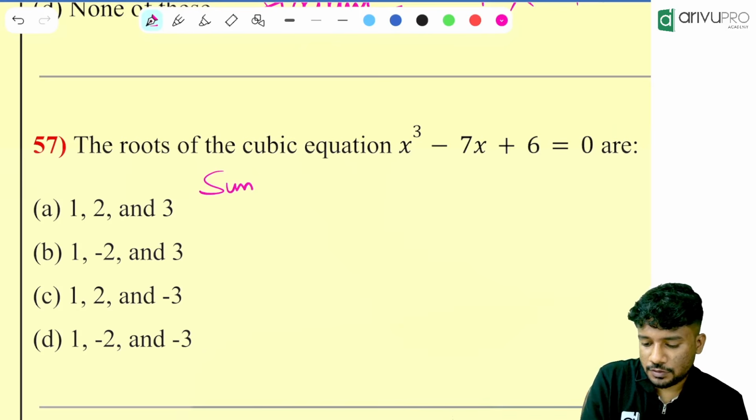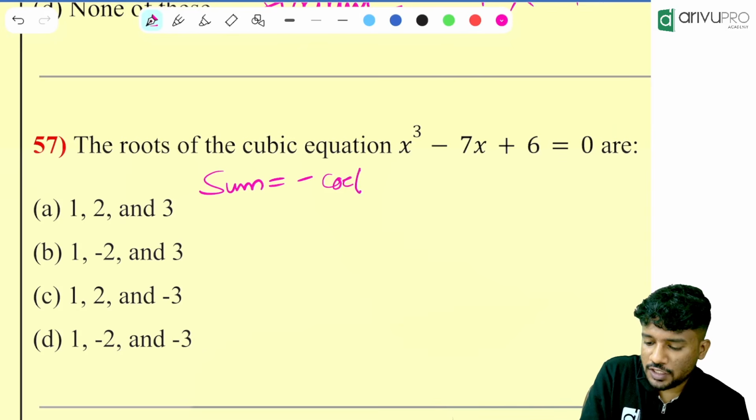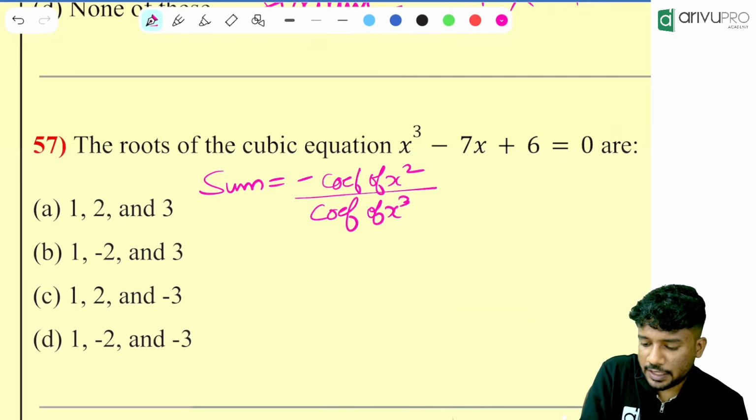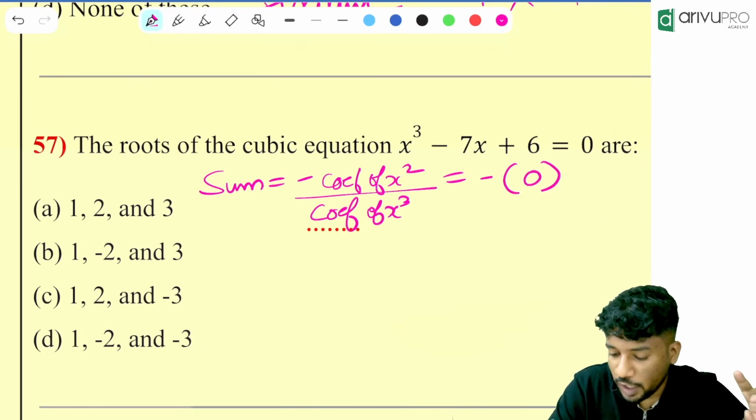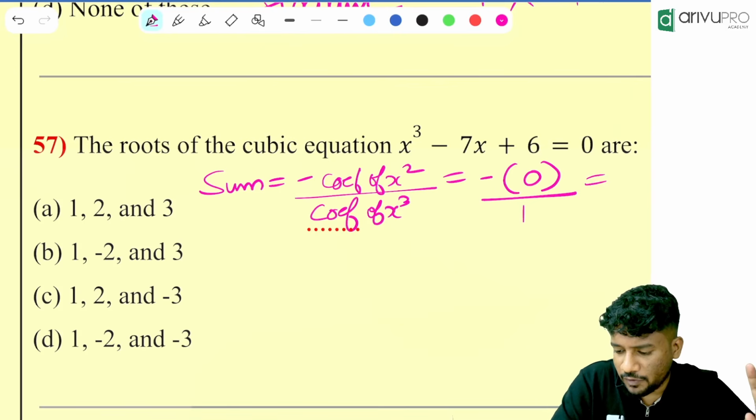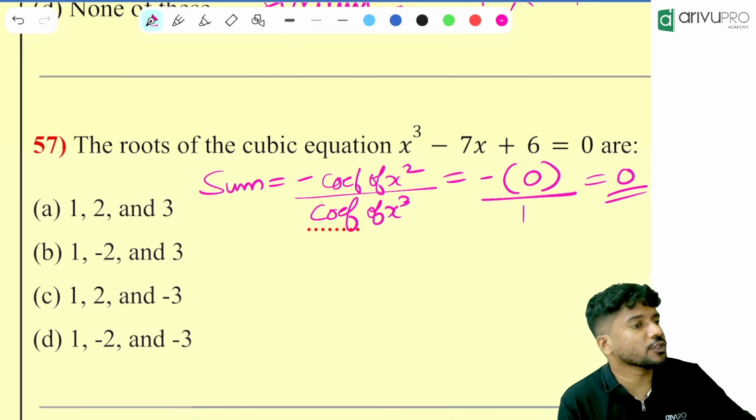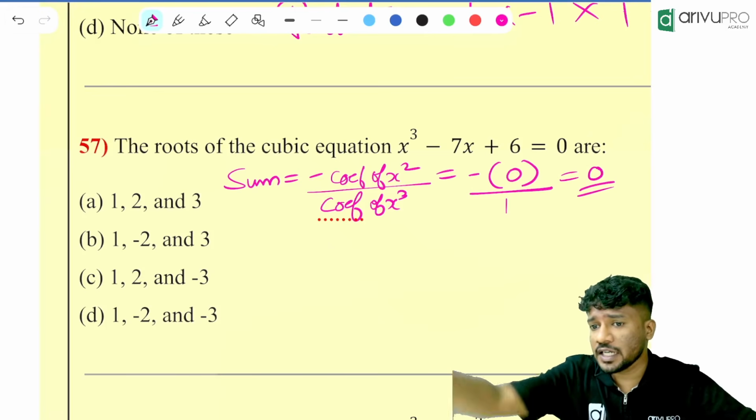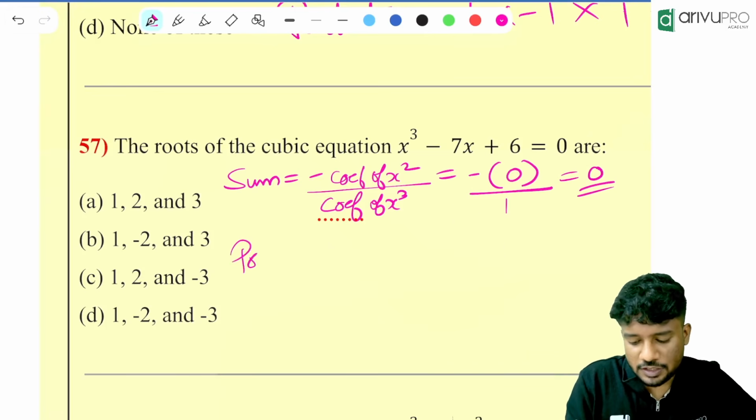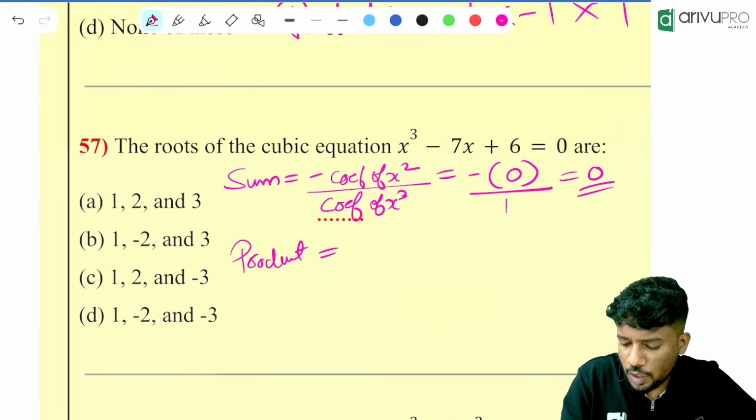Sum is minus of the coefficient of x square divided by the coefficient of x cube. Minus of the coefficient of x square is 0 over here. Keep it in your mind. Divided by the coefficient of x cube, whatever may be the value, it will become 0. Sum is equal to 0. Everyone understood how the sum became 0? Because the coefficient of x square is not present over there, it is 0. Then correct answer. Product is equal to minus of constant term divided by the coefficient of x cube. Constant term is 6.